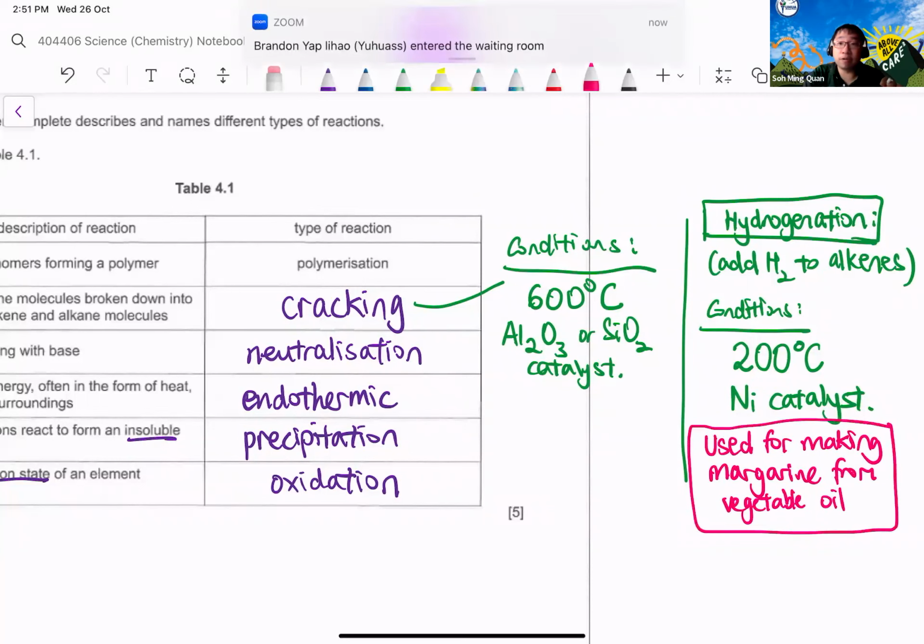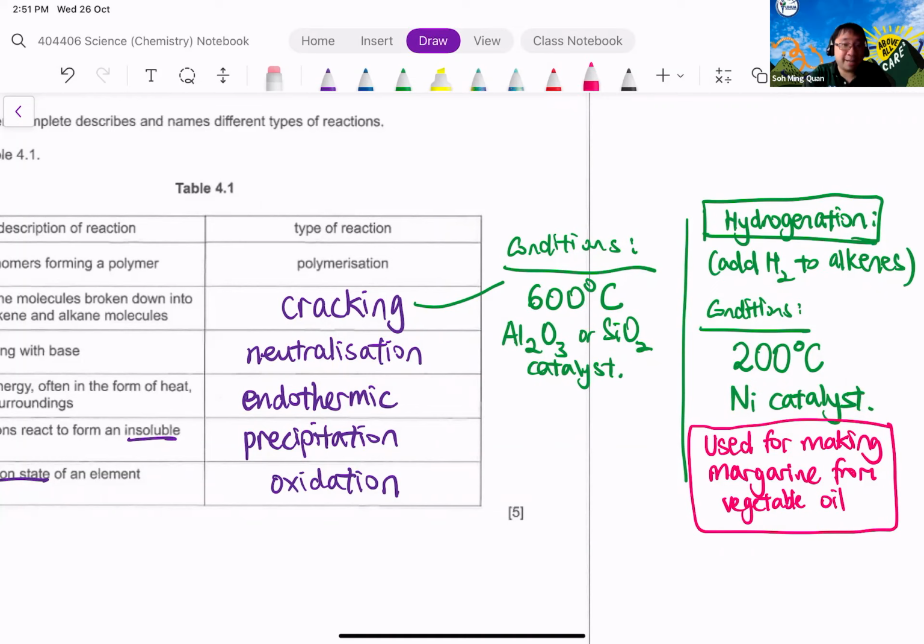So you do need to know this, all right? So let's take it down. Cracking is 600 degrees, aluminum oxide or silicon dioxide catalyst. Hydrogenation of alkenes used to make margarine, that is 200 degrees Celsius, and nickel. That's the reason why I wanted to go through this, so that at least you're familiar with the conditions needed.